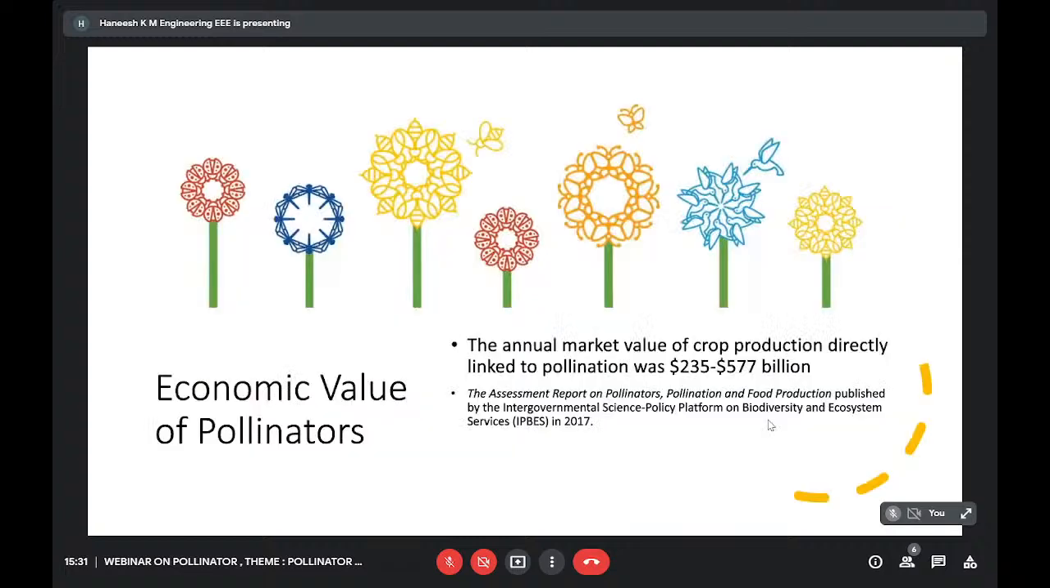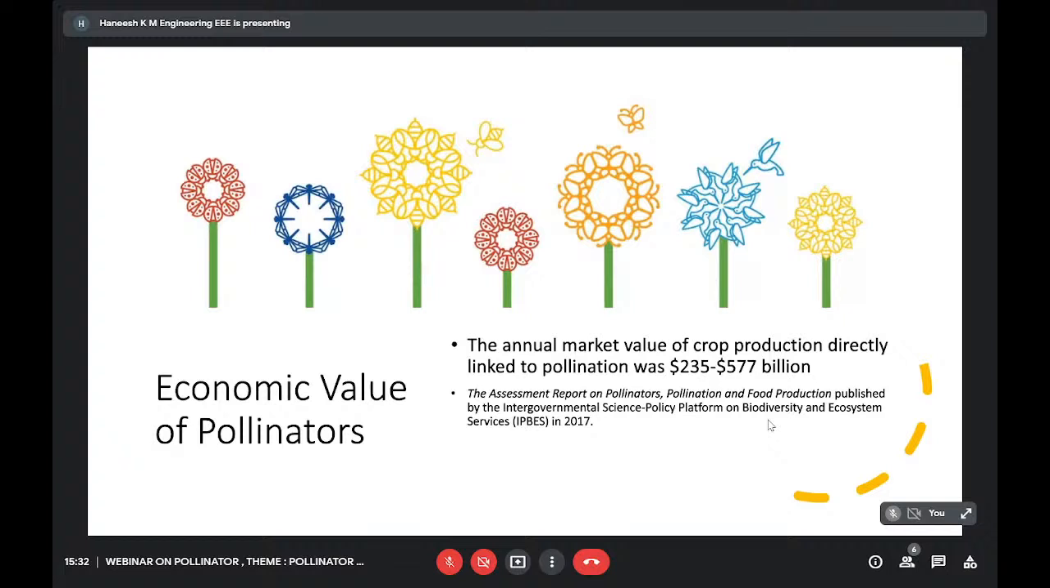So what we have seen is that there are a lot of plants and a lot of pollinators, and they need each other. For living, both these creatures are required. When human beings talk about plants and insects, we basically look at their economic value, whether they are economically significant.